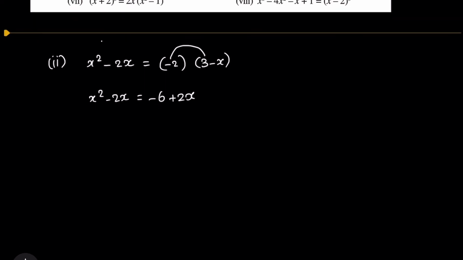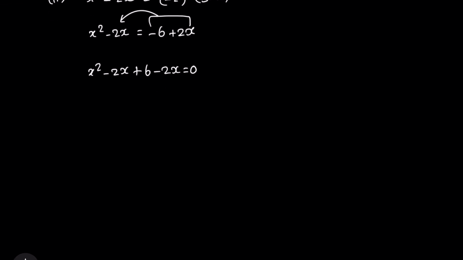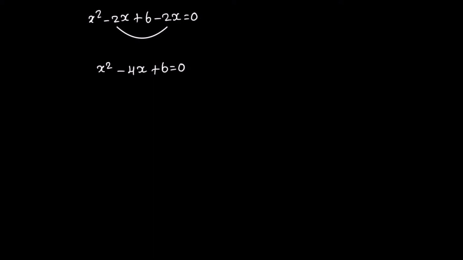Then all terms move to the left side. x² − 2x + 6 − 2x = 0. Now just combine the similar terms. So x² − 4x + 6 = 0. Just compare with the general expression ax² + bx + c = 0. The maximum power is 2. It is a quadratic equation, and the values are a = 1, b = −4, c = 6.